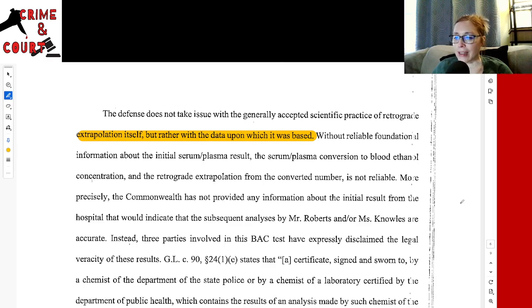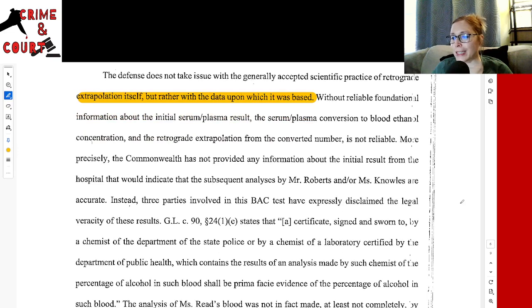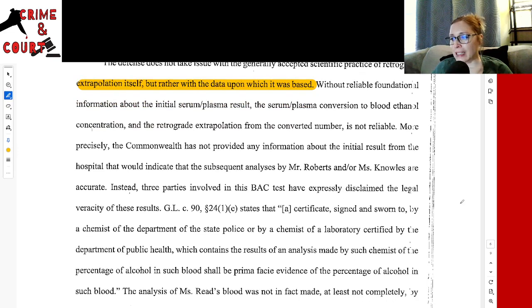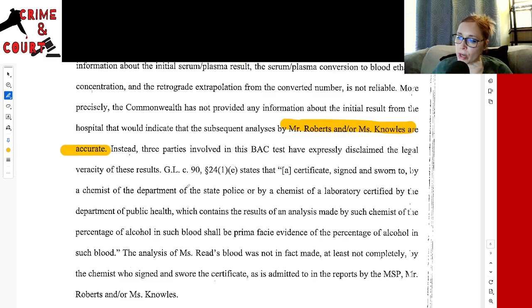More precisely, the Commonwealth has not provided any information about the initial result from the hospital that would indicate that the subsequent analyses by Mr. Roberts and/or Ms. Knowles are accurate. So nothing to claim or confirm any accuracy of their testing. Instead, three parties involved in this BAC test have expressly disclaimed the legal veracity of these results.